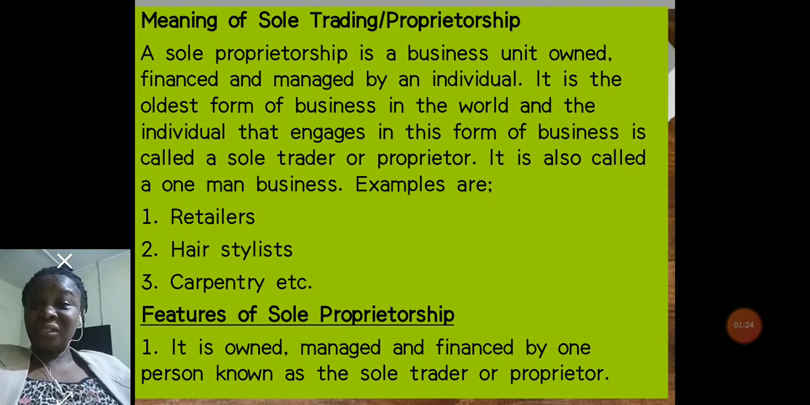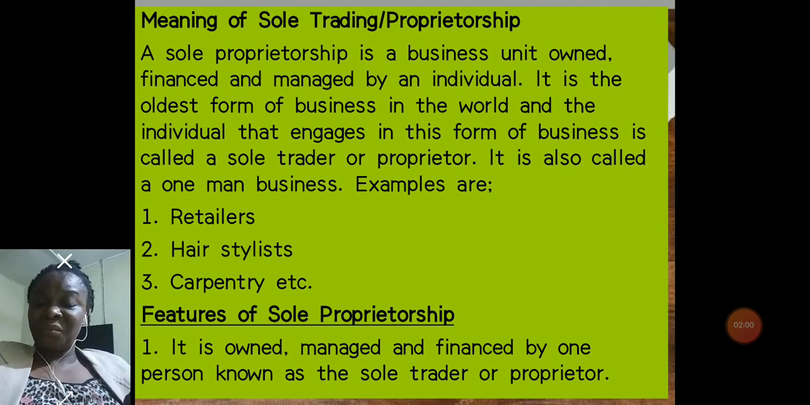It is the oldest form of business in the world, and they are seen virtually everywhere. The man that has that barbing salon close to you is a sole trader. The woman running a buka on your street is a sole trader. The tailoring shop just down your street is also a sole trader. A trader that engages in this type of business is called a sole trader or a sole proprietor. There's a clear difference between sole trader and sole trading: sole trading is the act, while the sole trader is the person.